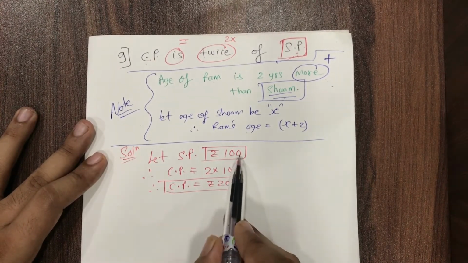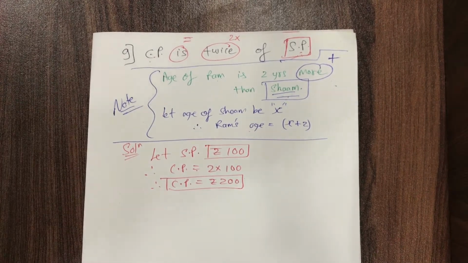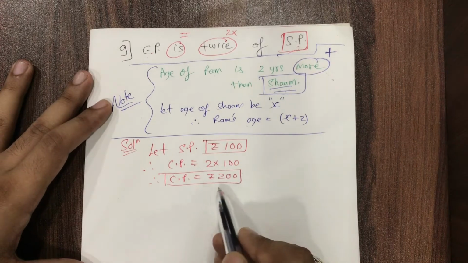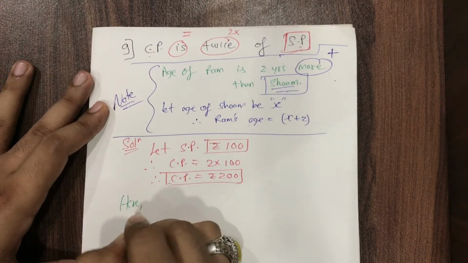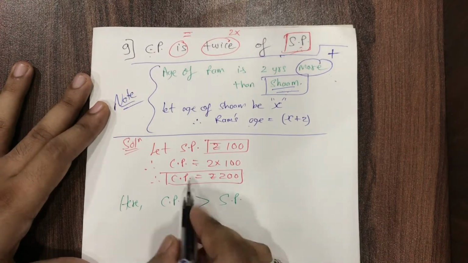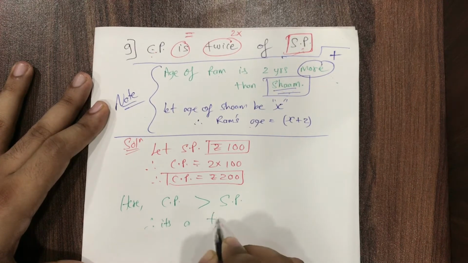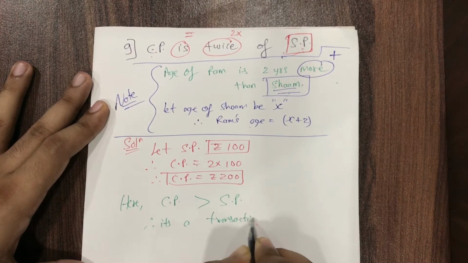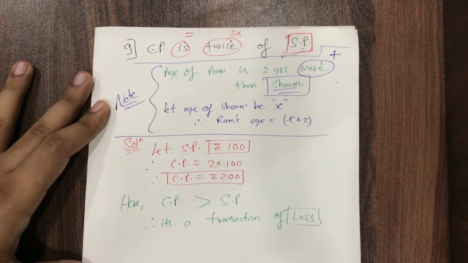You can even take here as x, so here you will get 2x. Understanding, students? Okay, so now we got to know our selling price, we got to know our cost price. Now let's compare. Can I say, students, here cost price is greater than the selling price? Yes, cost price is 200, selling price is 100. Therefore it's a transaction of loss.